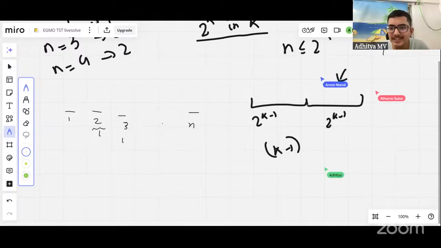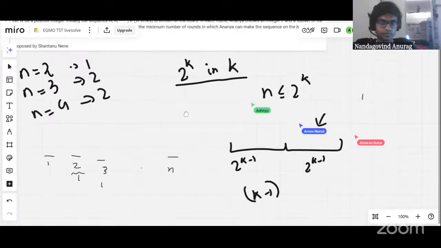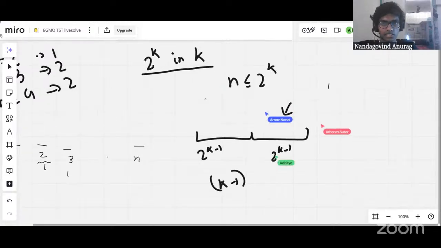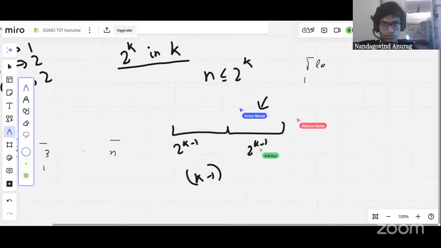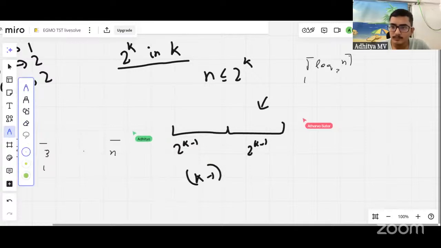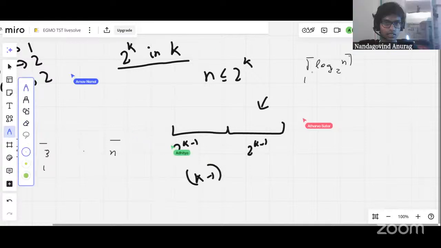So it's going to be largest case, smallest case, so that n is at most 2 to the k. And formally the answer will be the ceiling of log base 2 of n, right? Yeah. Oh god, handwriting is terrible.